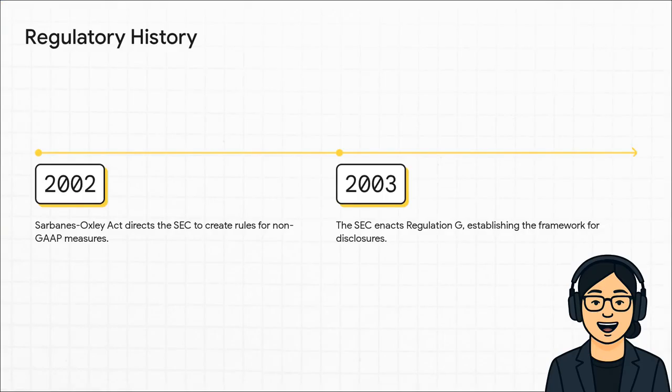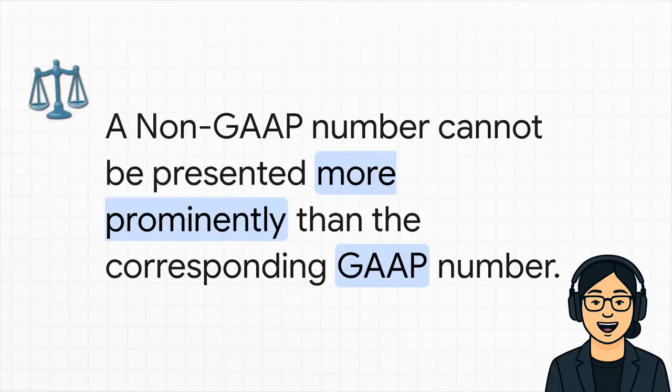And that's exactly what happened. In 2002, you get the Sarbanes-Oxley Act, which was this huge deal designed to bring back trust in the markets. A piece of that law specifically told the SEC, hey, you need to make some rules for these custom pro forma numbers. And so, in 2003, we got Regulation G, which is basically the rulebook for non-GAAP that we still use today.